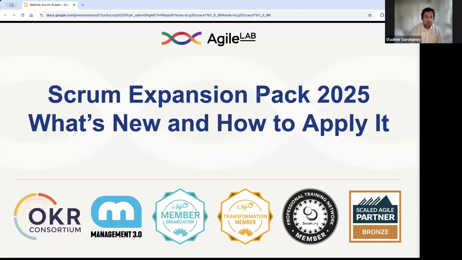So we're going to talk today about the Scrum Extension Pack that was recently released, how to apply it, how to use it, and what are the interesting aspects it adds into Scrum. First of all, the important thing to mention is that the Scrum Extension Pack is not intended to replace the Scrum Guide. It's just trying to extend the Scrum Guide that was released in 2020 with modern approaches and adapt to the AI world. So I guess this is the main idea.